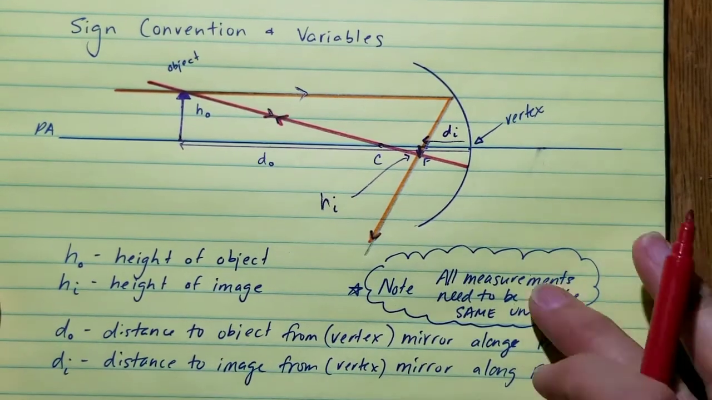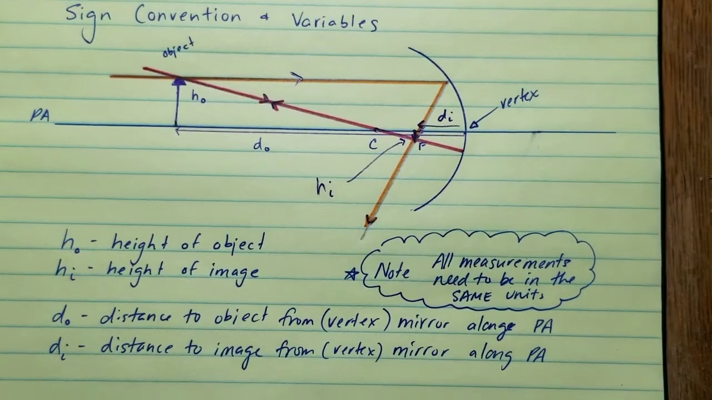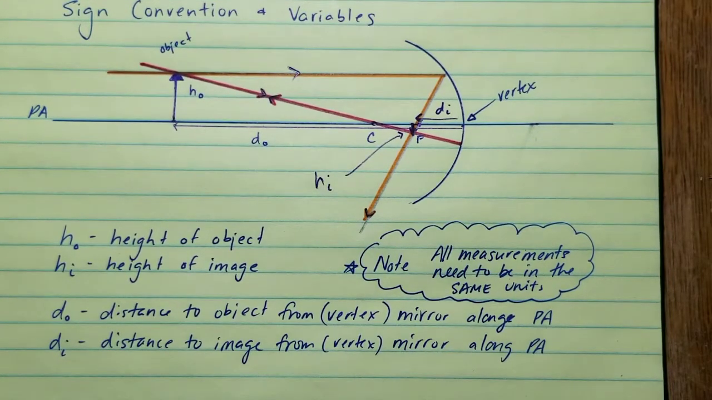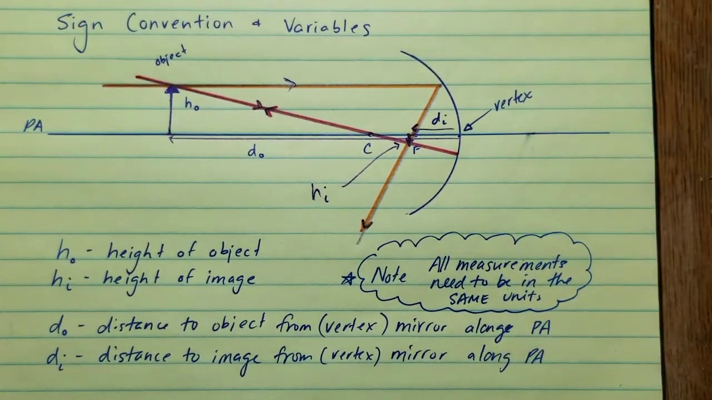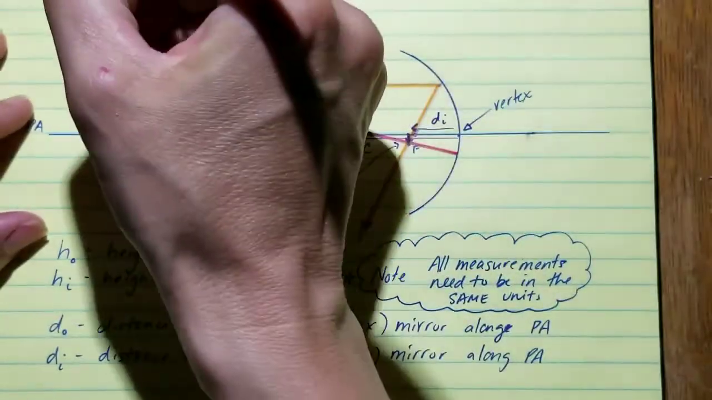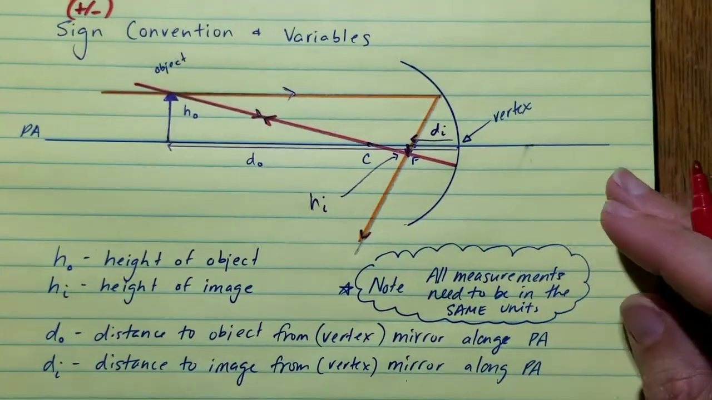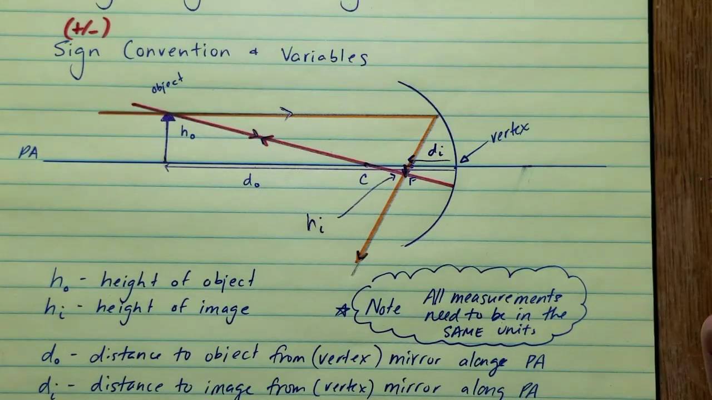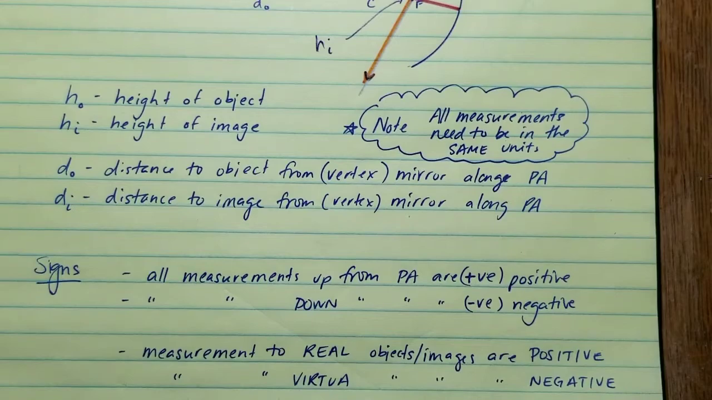All right, so now, like I said, all measurements need to be in the same units. So if you want to do it in meters or millimeters, go ahead. Now, part of this note too, we need to talk about sign convention. When I'm talking about sign convention, I'm talking about positives and negatives, where we use them and why we use them. All right, so I'll just slide up to that part of the note.